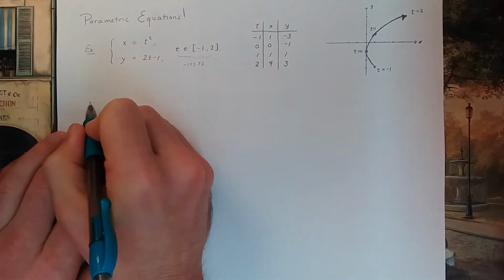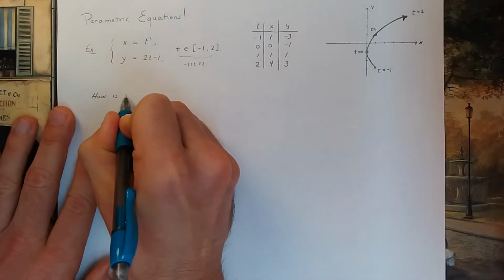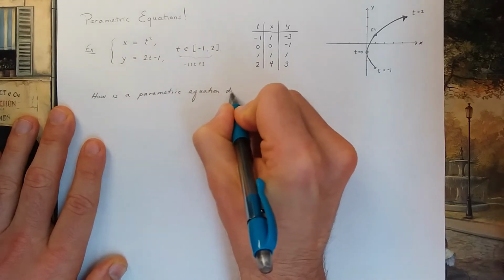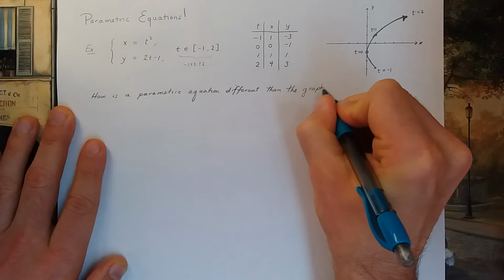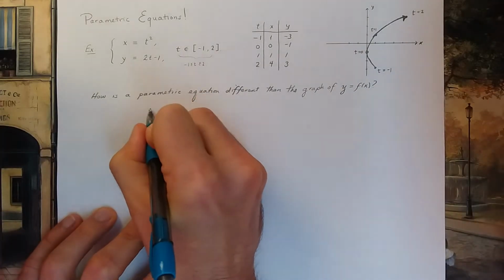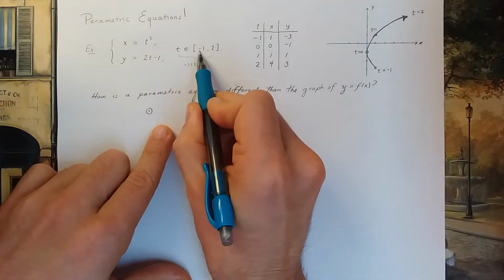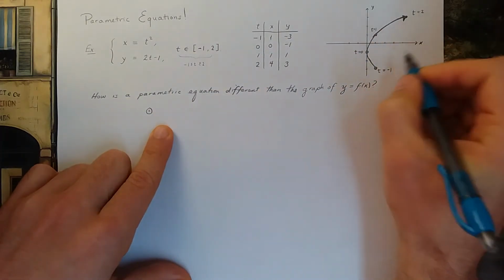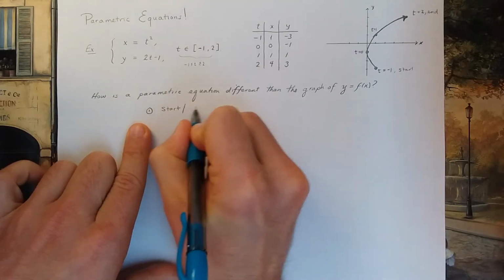Now, these are a little bit different than functions. There are differences here that I want to highlight. How is a parametric equation different than the graph of a function y equals f of x? Well, there are a few main differences. Number one, a parametric equation has a start and an end. The values of t in this example begin at t equals -1 and end at t equals 2. So in my curve, I have a starting value and an end value. This is my start, and this is my end.